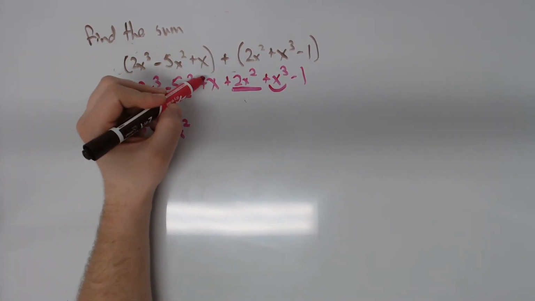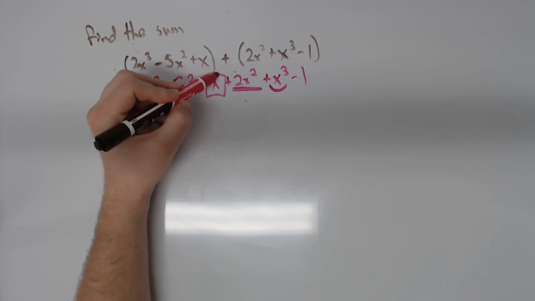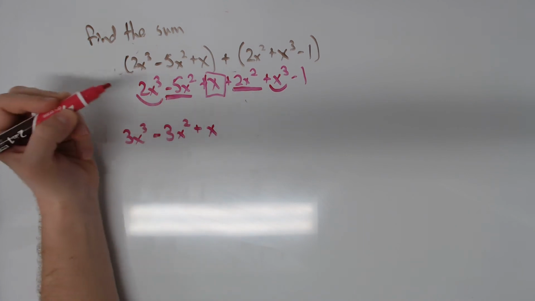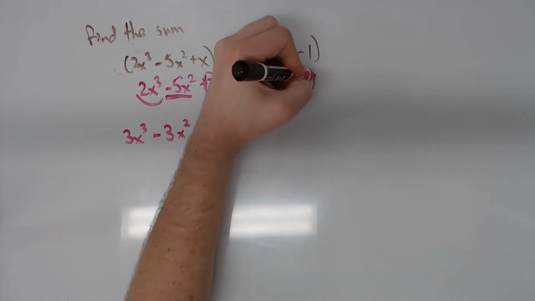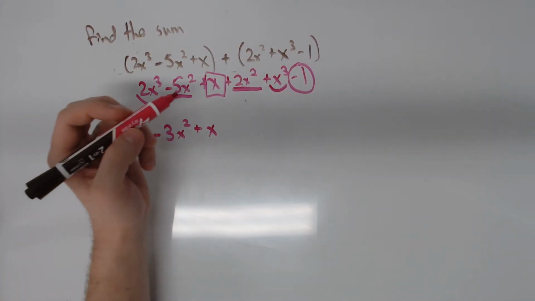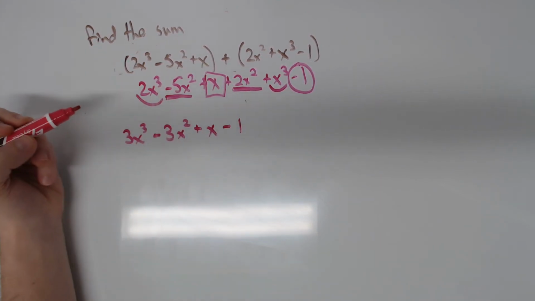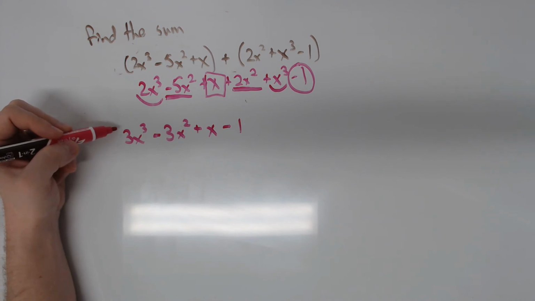Then I've got an x. There's no other plain x, so there's nothing to combine with, so it's just plus x again. And then there's minus 1. There's no other plain constants, so I just do minus 1. So this is my answer in standard form.